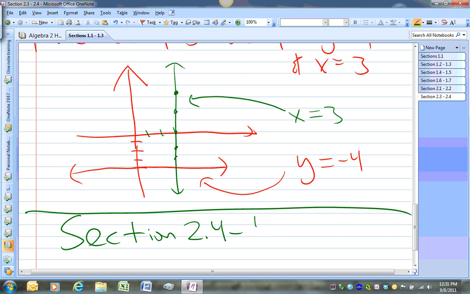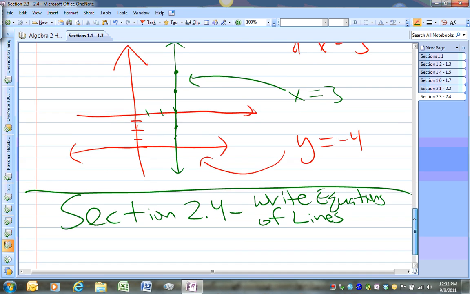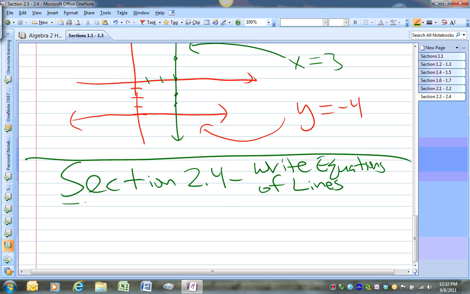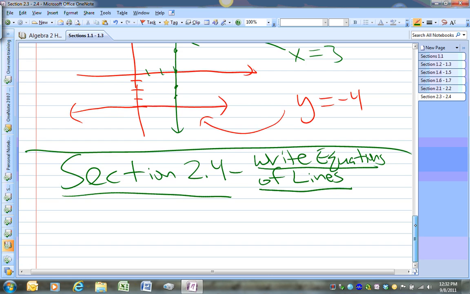That's on writing equations of lines. Very simple. So we talked about how to graph lines. Now we're going to write the equations for them. I'm going to do a few examples, and we're going to work out each one. And I think in this case I'll type them up.